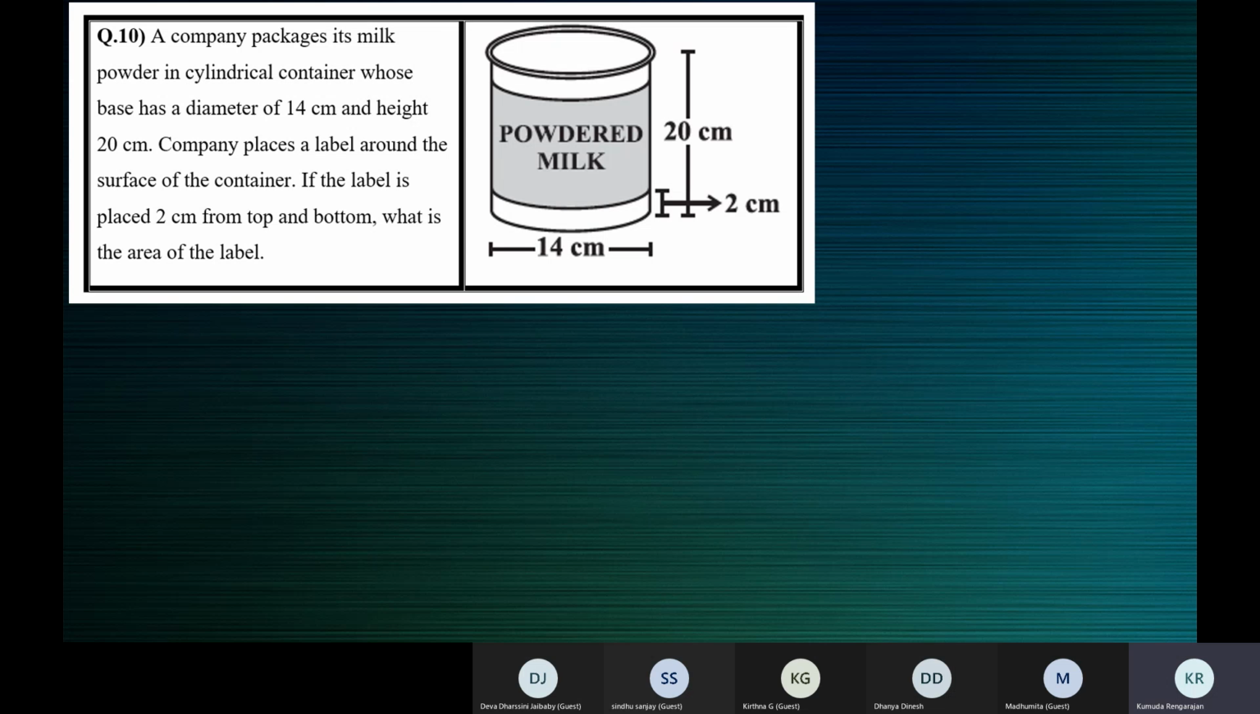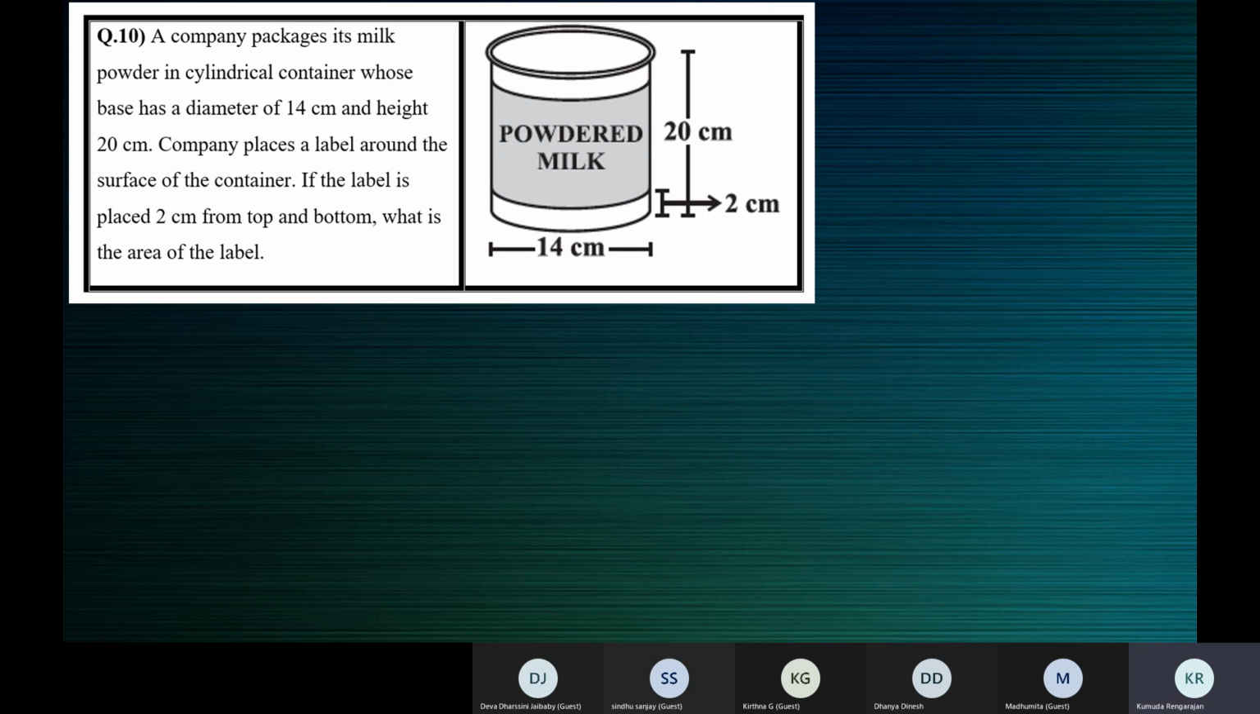So what's the formula to find the curved surface area of a cylinder? Ma'am, it's 2 pi r h plus pi r square. 2 pi r h, ma'am. No, the label is not stuck at the bottom. The label goes only around the curved surface area of the container. Yes, ma'am, I got confused. Yeah. The container's bottom, it's a container, so the bottom will be covered.